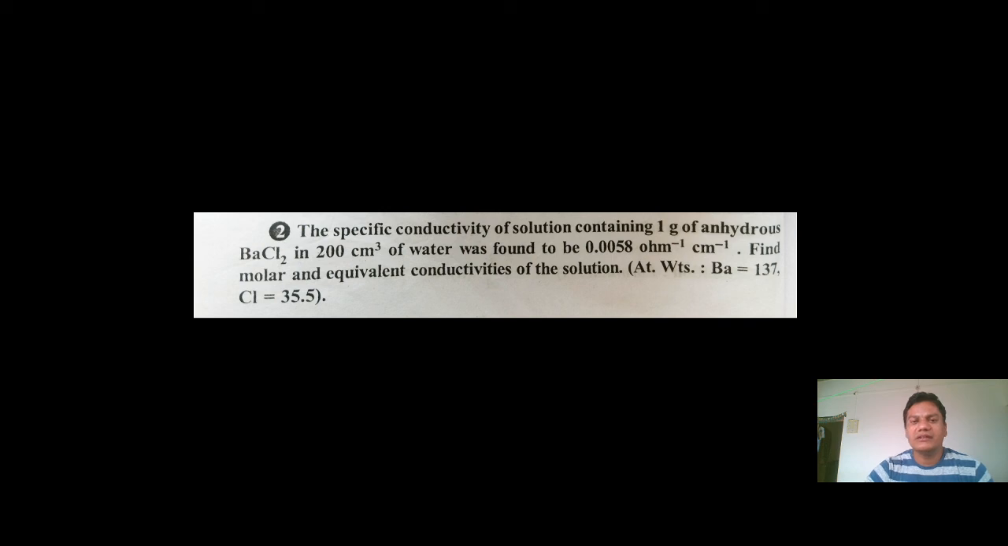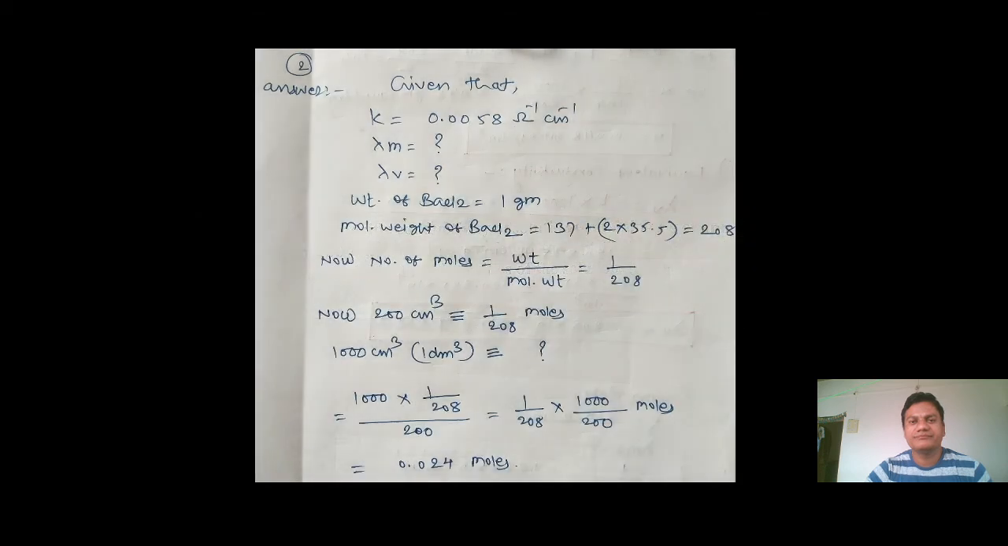So we will see the next slide. In this numerical, specific conductance is given. So how can we solve it? Given K, the specific conductance, I have written 0.0058 per ohm per centimeter. We have to determine lambda m and lambda v. The weight of BaCl2 is 1 gram. The molecular weight of BaCl2 we can determine: it is 137, the atomic weight of barium, plus 2 chlorine atoms, so 2 into 35.5. So it becomes 208. The molecular weight is 208.